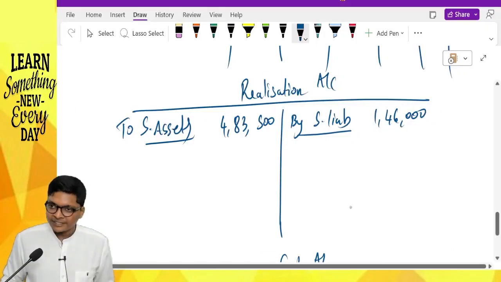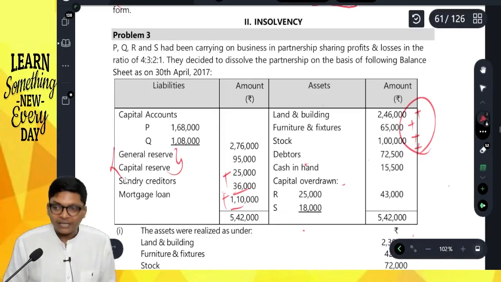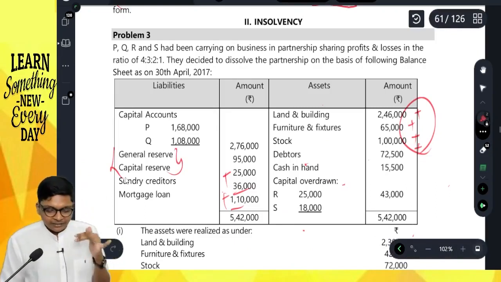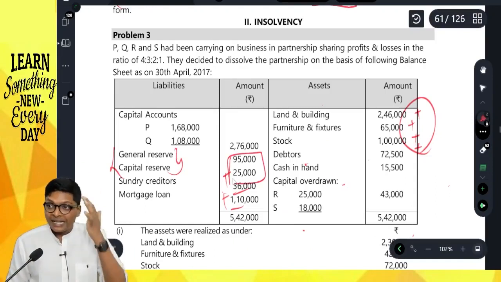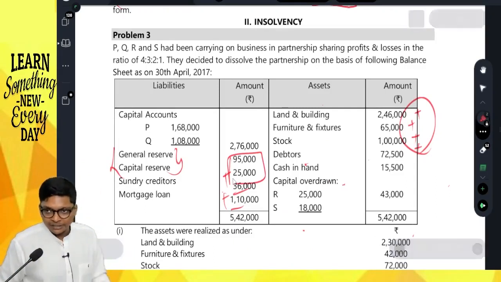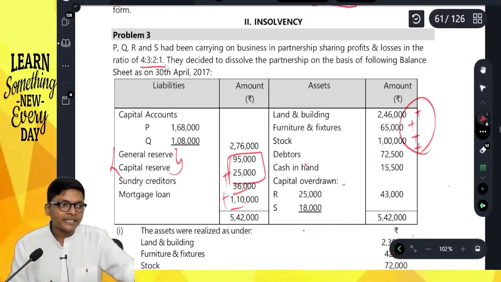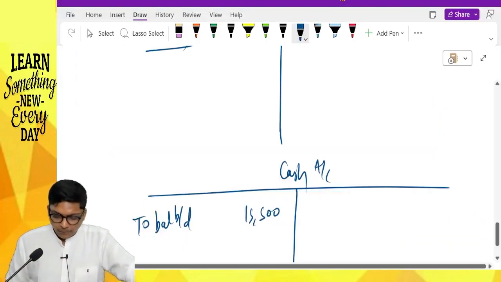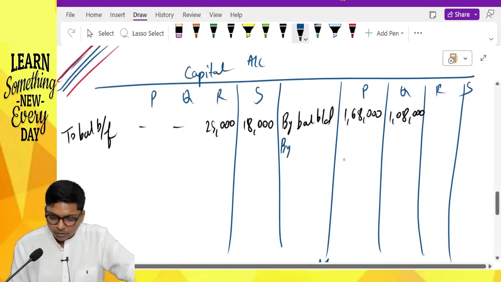We have transferred everything. What is left to be transferred? Reserve transfer. Yes, general reserve and capital reserve, just total it. How much, guys? 1,20,000, for which partner? All partners in the ratio of 4:3:2:1. That's it. But you will write here separately, guys. Don't do total. By general reserve, by.